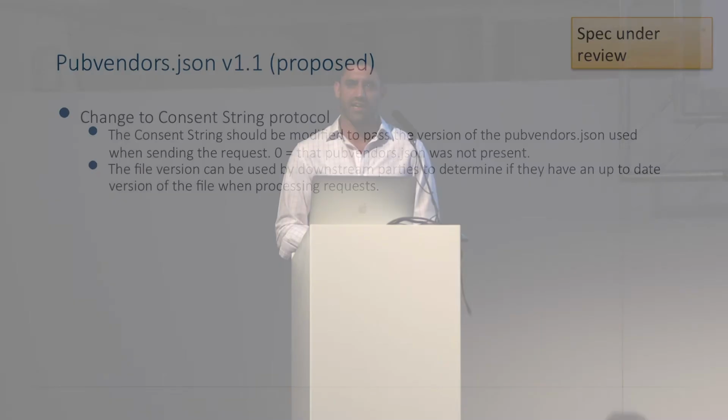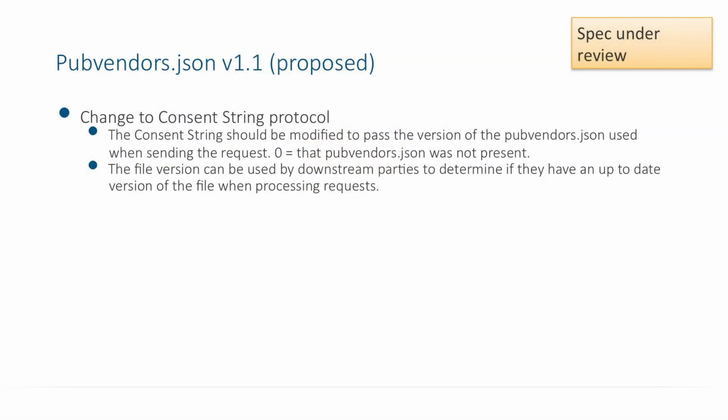And then finally, the last thing with the 1.1 proposal that's coming down the pipe is a very minor change to the DAISYBIT, right? That consent string that was discussed yesterday, where it will be modified to pass the version of the pubvendors JSON. So just think of this as a version flag, where if it's 0, the file doesn't exist. And that file version can be used by those downstream parties who are crawling for the file on a regular basis to decide that they need to now go get a new version of it.